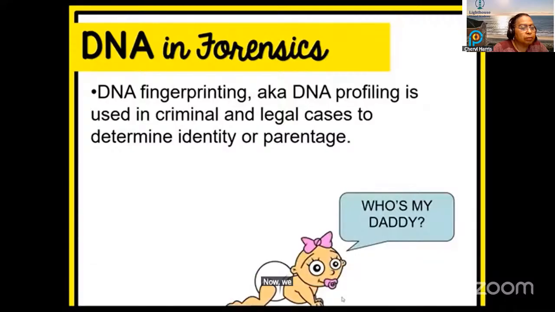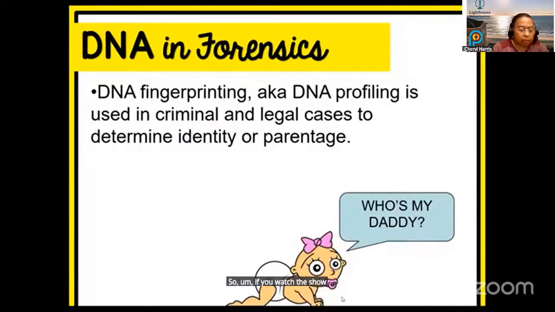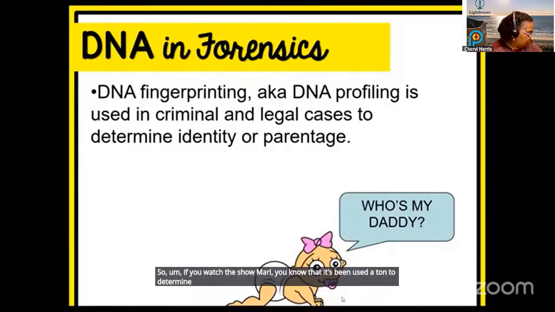Now we have something called DNA fingerprinting. You'll sometimes hear it referred to as DNA profiling. It's used in criminal and legal cases to determine identity, or it can be used in cases to figure out parentage. So if you watch the show Maury, you know that it's been used a ton to determine who may or may not be the father of a child. It's also used in some health applications. We'll talk about that in a future lesson, and definitely in crime scene investigation to determine identity or to get a match between evidence and a suspect.